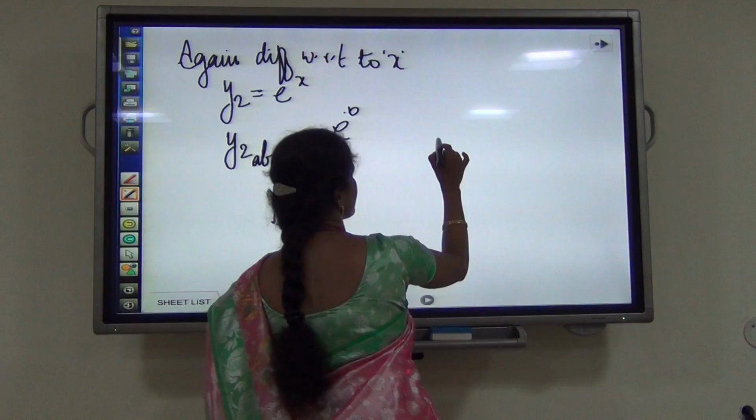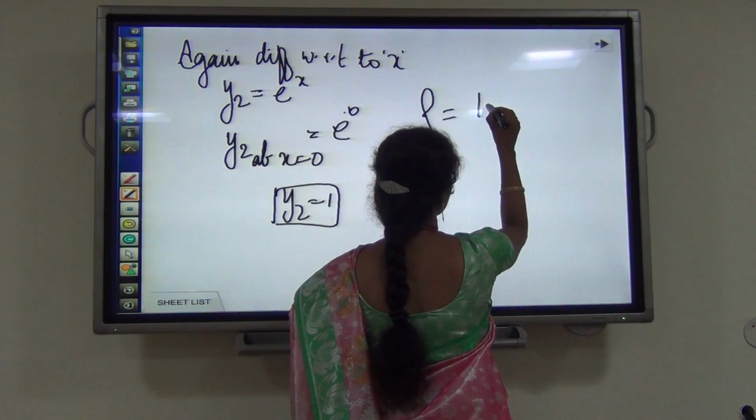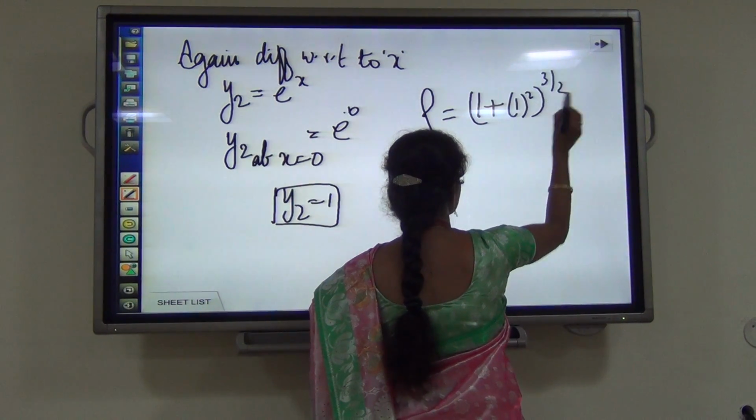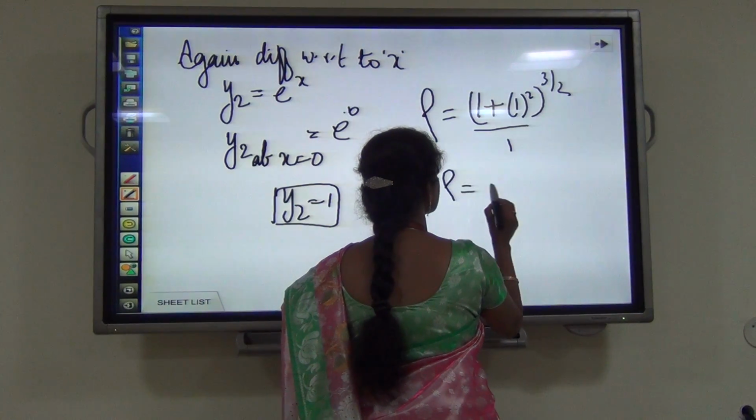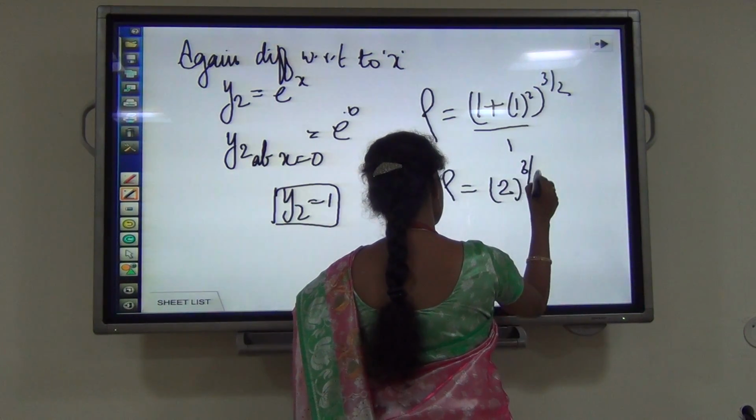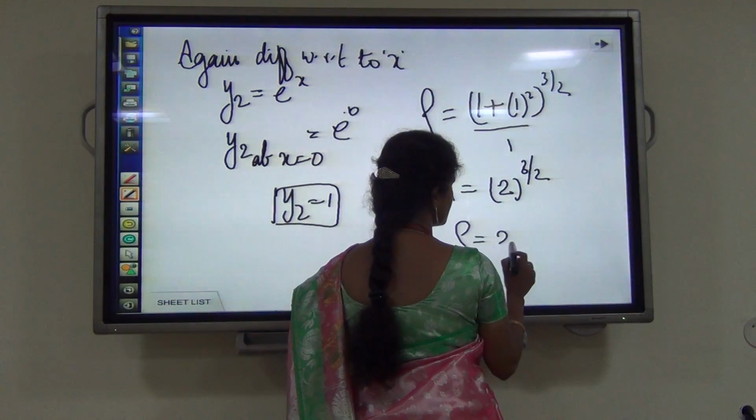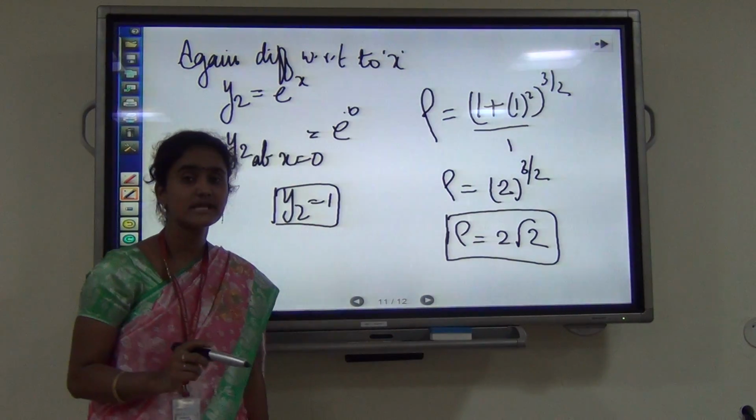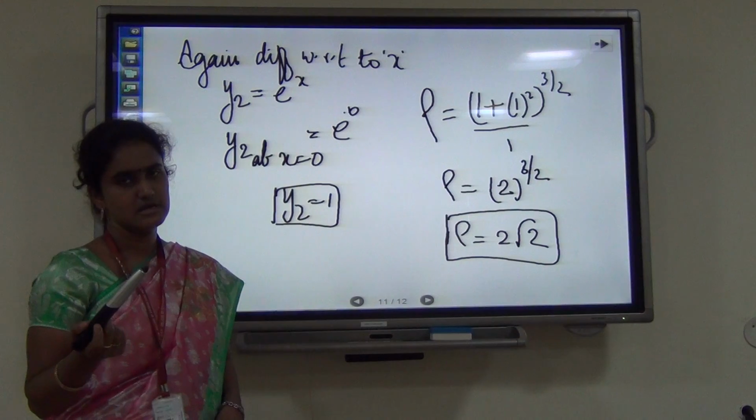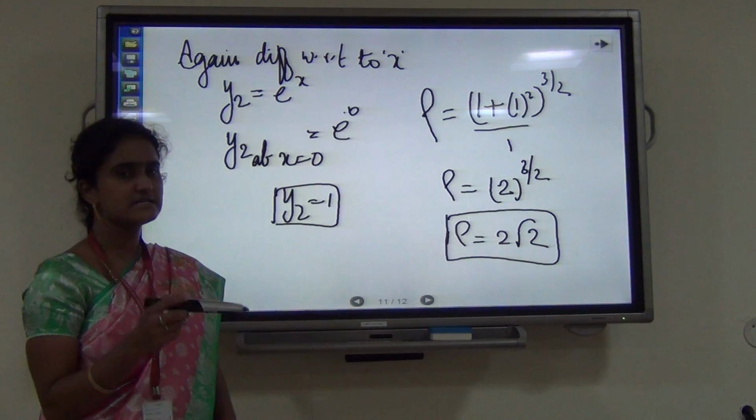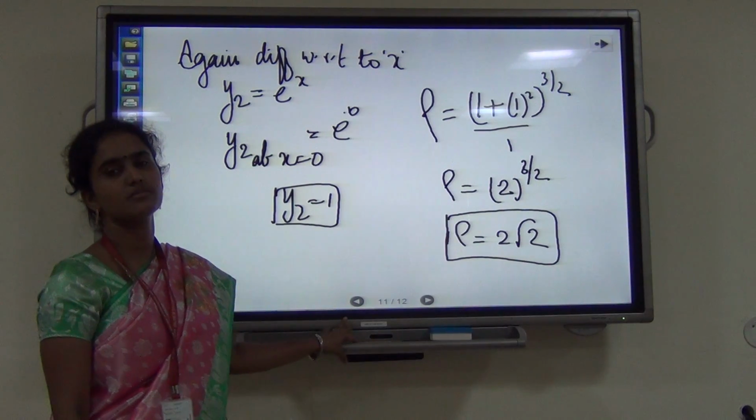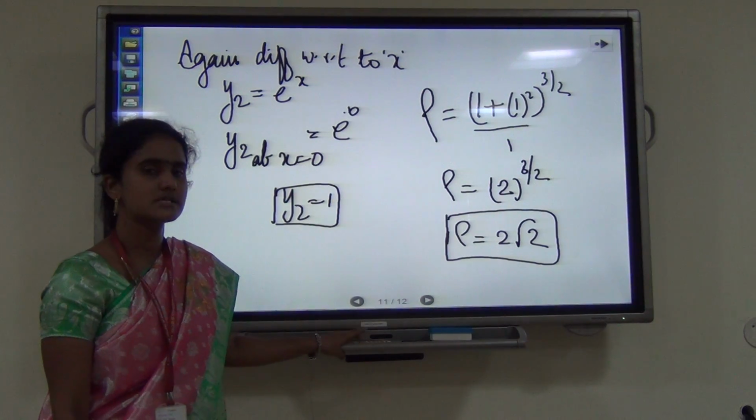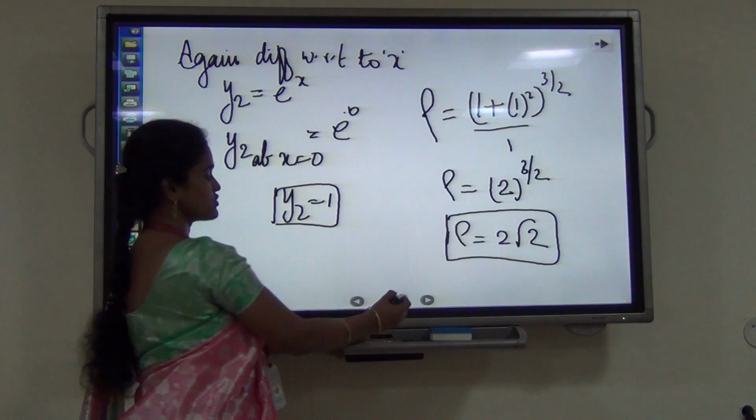Now as we substitute in the radius of curvature rho, that is 1 plus y1 value 1 squared, to the power 3 by 2, by 1. So rho is equal to 2 to the power 3 by 2, or you can write rho is equal to 2 root 2. This is the radius of curvature for the curve y is equal to e power x at x is equal to 0. So this is all about how we find the radius of curvature. In order to start with, I have taken a very simple problem. So let us solve some more important problems in this topic.